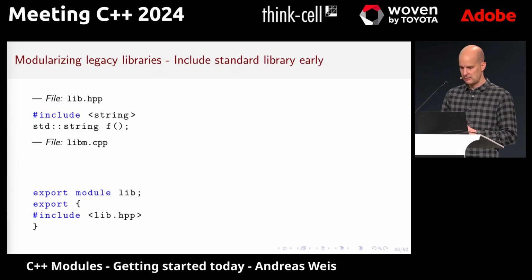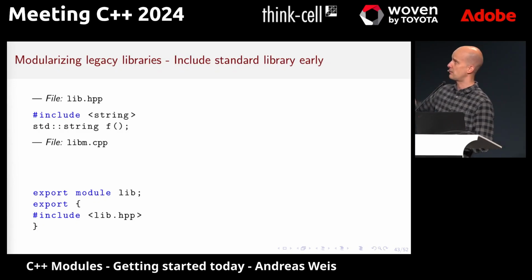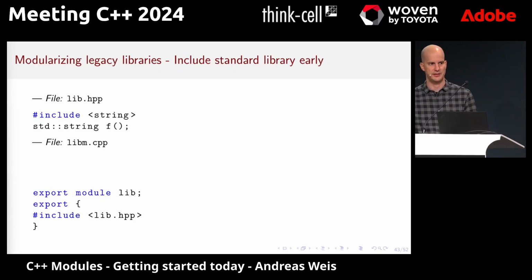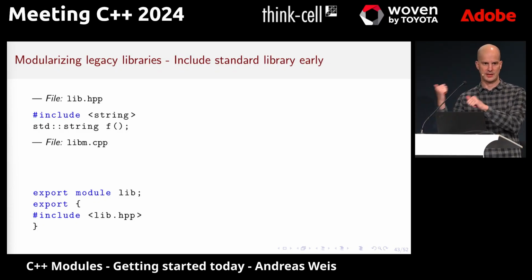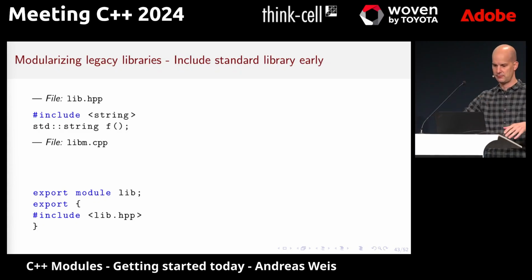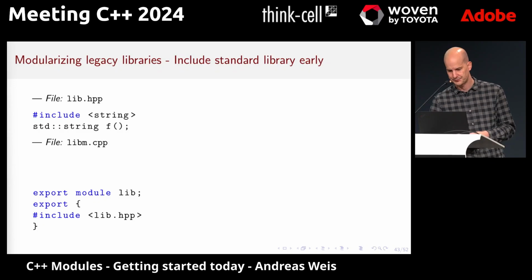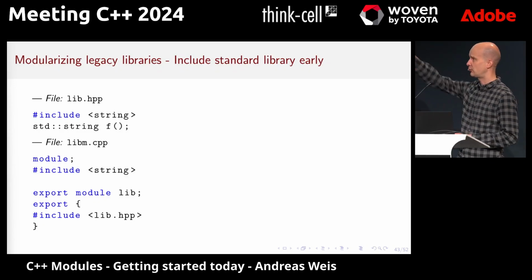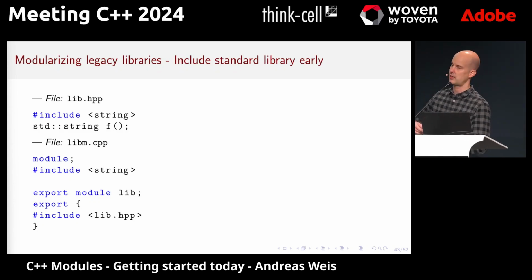But in this case, this is problematic because part of the library is also the string header from the standard library, right? And that is definitely not something that I want to have in the export block, because then I get exactly the problem from before, where now the string suddenly becomes attached to the library lib. So a trick here is to just include the standard library header before the export block.